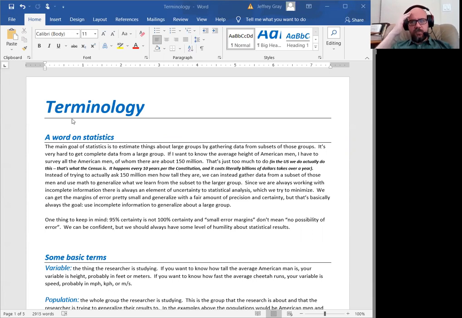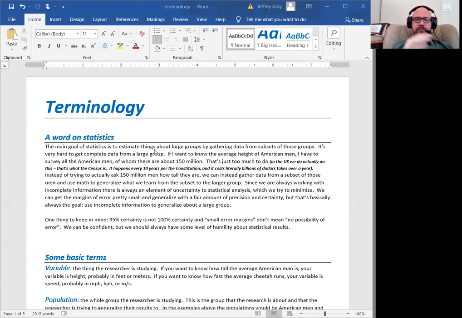So statistics is basically the study of using incomplete information plus math to generalize about some group of something, some group of people or objects or animals or whatever. And it's that incomplete information bit that throws people off a lot of the time because there's always uncertainty involved in statistics because you never have complete information. You're never looking at the whole population and measuring them or surveying them.